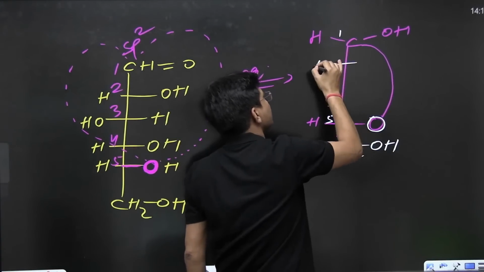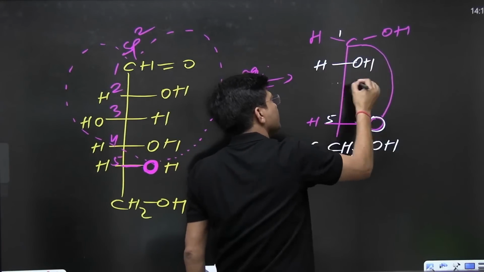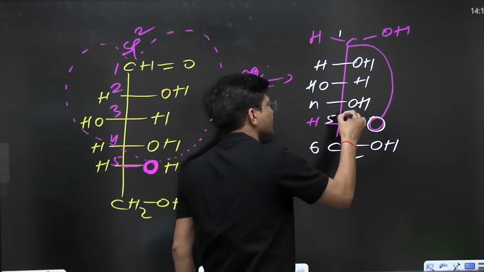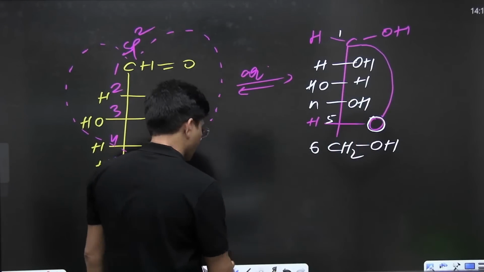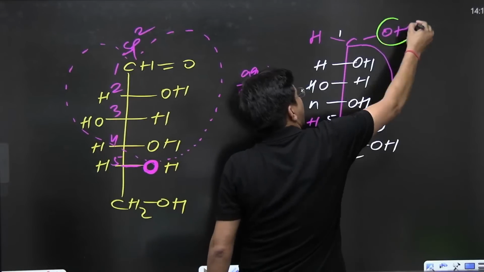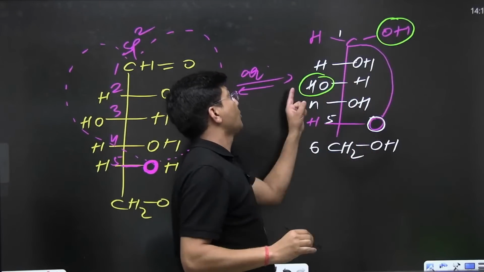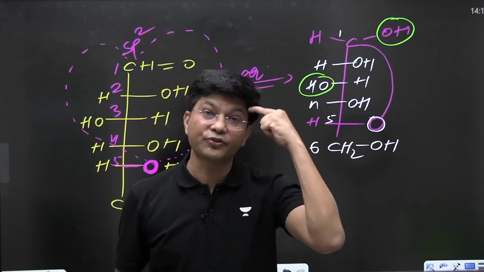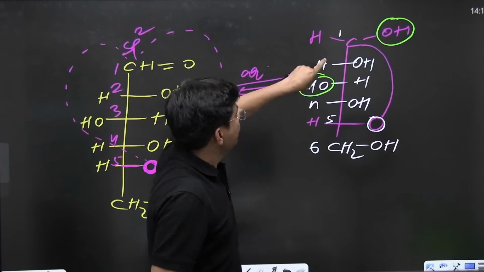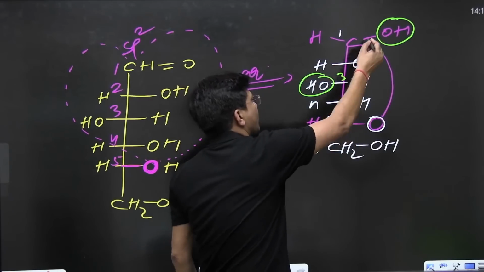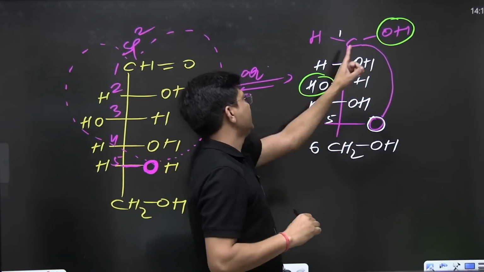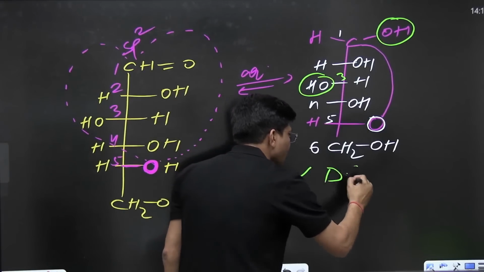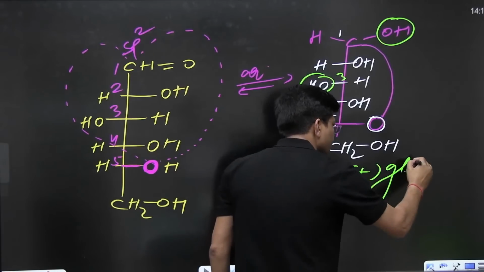Now see, this is the 2nd carbon, this is the 3rd carbon, this is the 4th carbon, this is the 5th, and this is the 6th. Now my dear students, the 1st carbon OH and the 3rd carbon OH are on opposite sides. This is the point we have to keep in our brain: the 1st carbon and 3rd carbon OH are on opposite sides. So we'll say alpha D positive glucose.